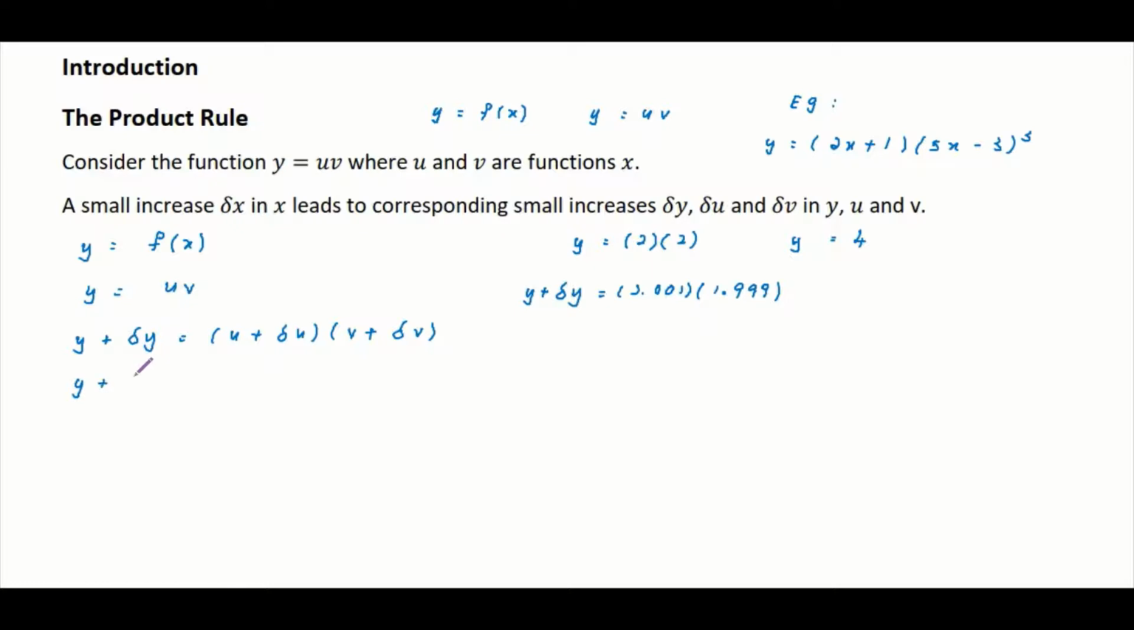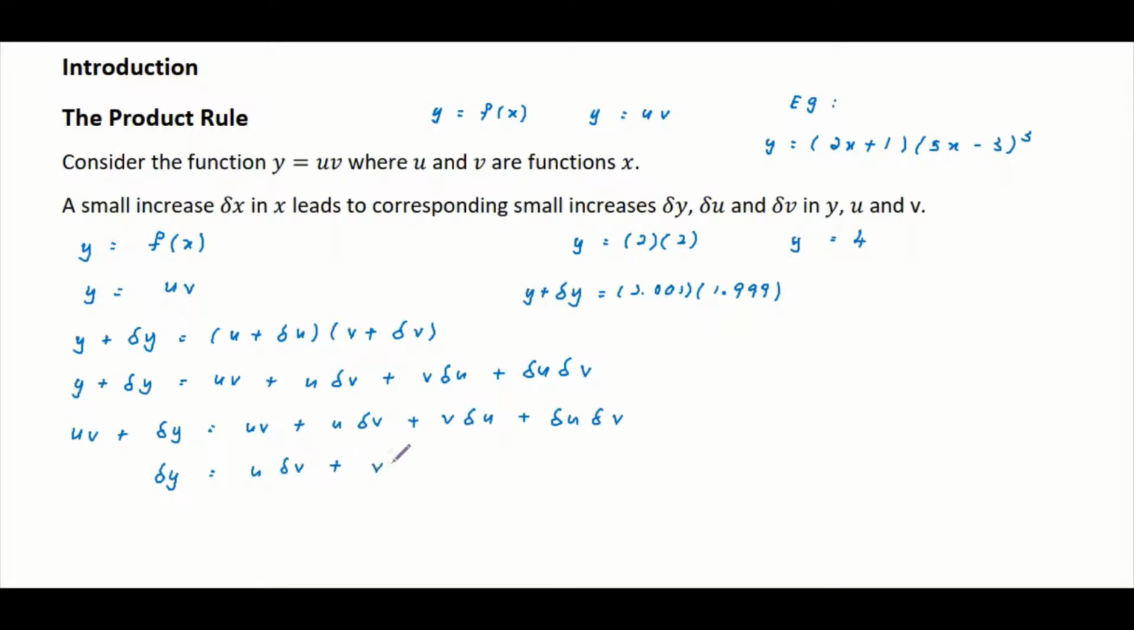So y plus small change of y equals uv plus u small change of v plus v small change of u plus small change of u small change of v. Okay, so now what is y here? y is uv, right? So uv plus small change of y equals uv plus u small change of v plus v small change of u plus small change of u small change of v. Okay, so you have uv on both sides, so we can cancel each other. This is what we have here.